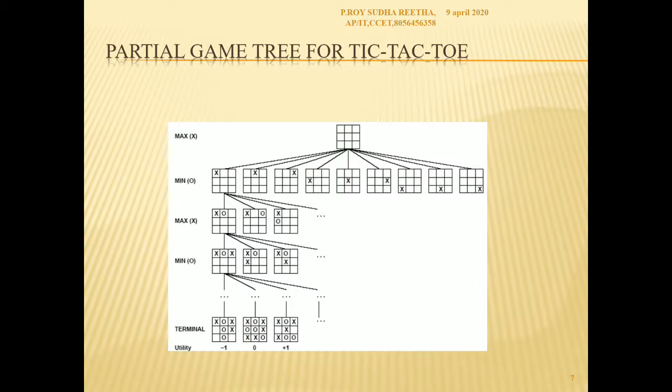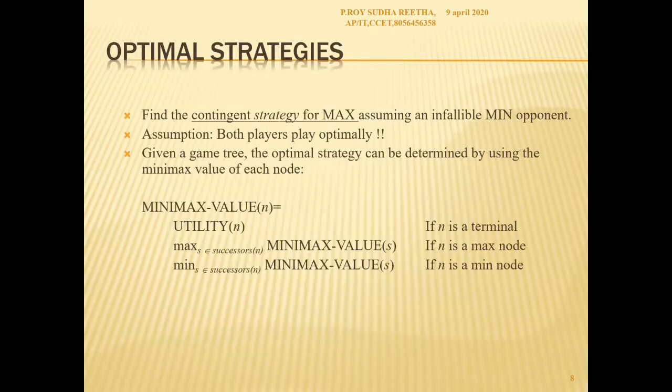The tic-tac-toe game, as we all know. A partial game tree for tic-tac-toe is given in this slide. And what would be the optimal strategies used in this game? We are seeing three types of value: the utility value, the max value, and the min value.